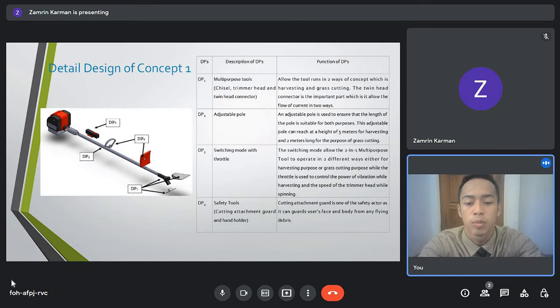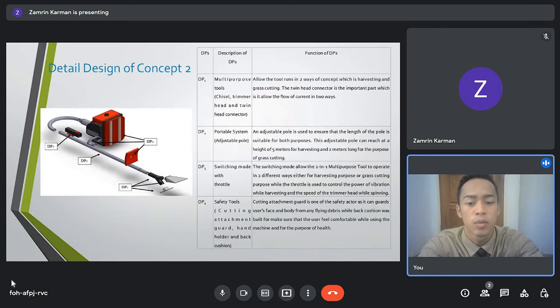This adjustable pole can reach a height of 5 meters for harvesting and 2 meters for the purpose of grass cutting. The third DP is the switching mode with throttle, to operate in two different ways, either for harvesting or grass cutting, while the throttle is used to control the power. And the last DP is the safety tool to guard the user's face and body from any flying debris. Next is the detailed design for concept 2, which also consists of 4 DPs.